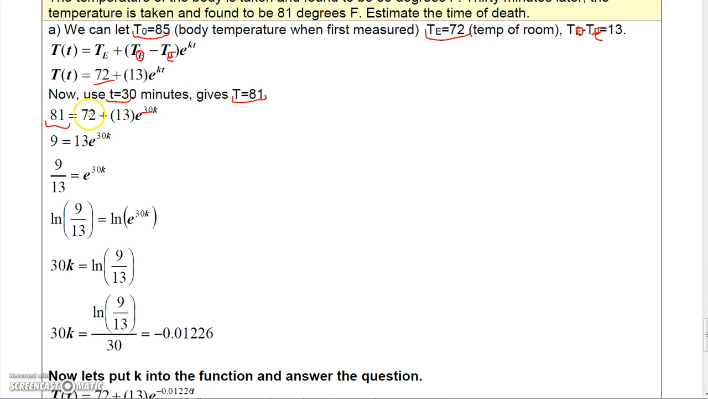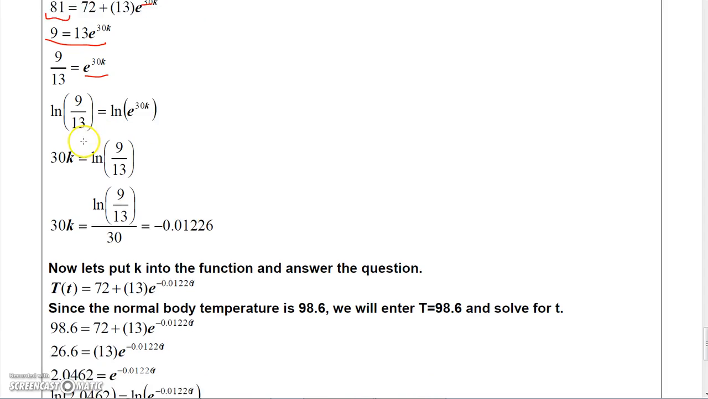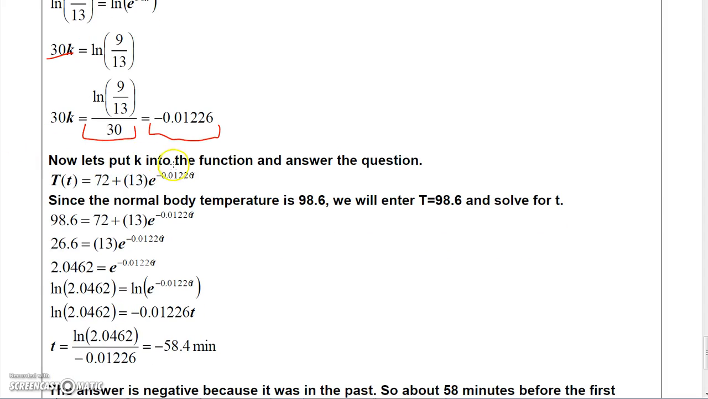Alright, so if I subtract 72 from 81, I get 9 equals 13 e to the 30k. Then I can divide by 13, and I get 9/13 equals e to the 30k. And then if I take the natural log of both sides, I get natural log of 9/13 equals natural log of e to the 30k, which is just 30k. So the left-hand side, I'm just going to put that over here. So that's going to be 30k equals this. And then to solve for k, I divide by 30. Well, that gave me the constant to be negative 0.01226.